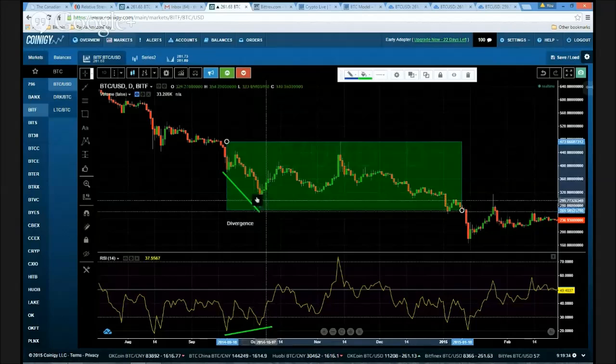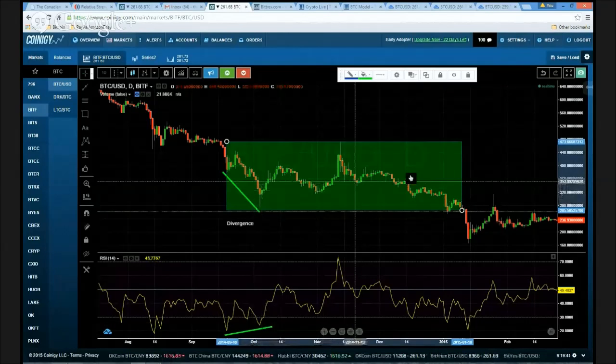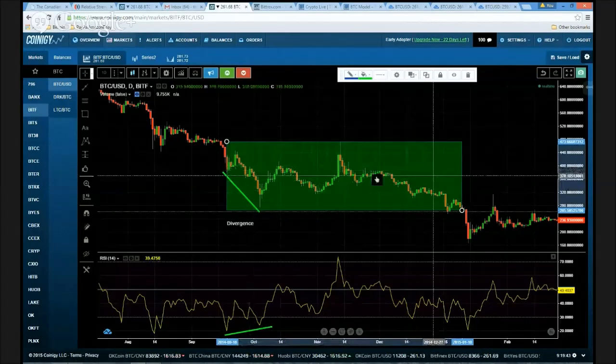I mean, very volatile, don't get me wrong, but in essence, seeing this monster panic dump here and RSI not going to new lows should have been a warning sign that, hey, maybe this market needs to clean itself up a little bit.